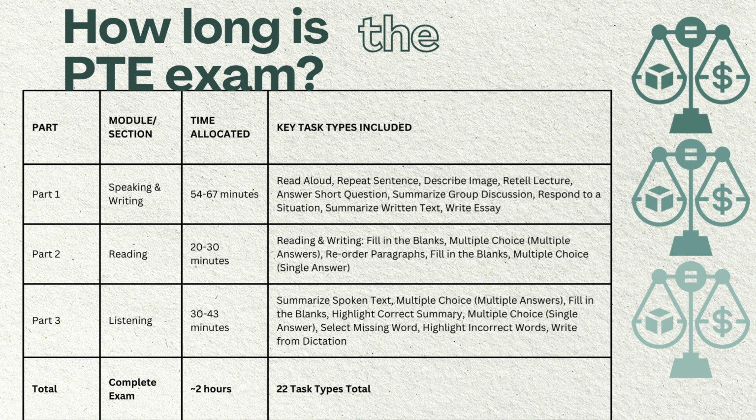The reading section, that is Part 2, takes 20 to 30 minutes and has key tasks that are multiple choice, single/multiple answers, reorder paragraphs, and reading and writing fill in the blanks. Listening, Part 3, where the time taken is 30 to 43 minutes, with key tasks like summarize spoken text, multiple choice, fill in the blanks, highlight correct summary, select missing word, highlight incorrect words, and write from dictation.